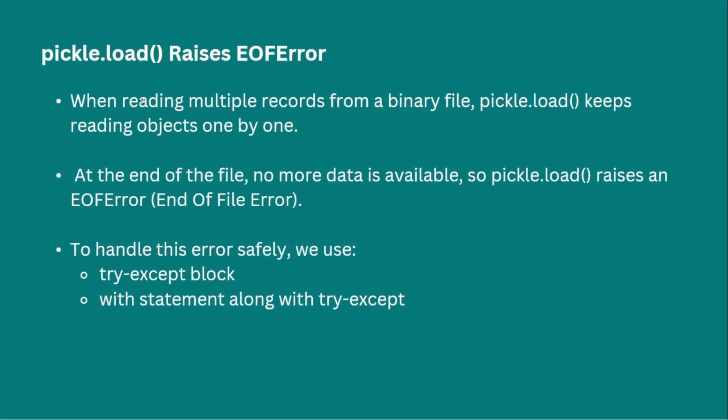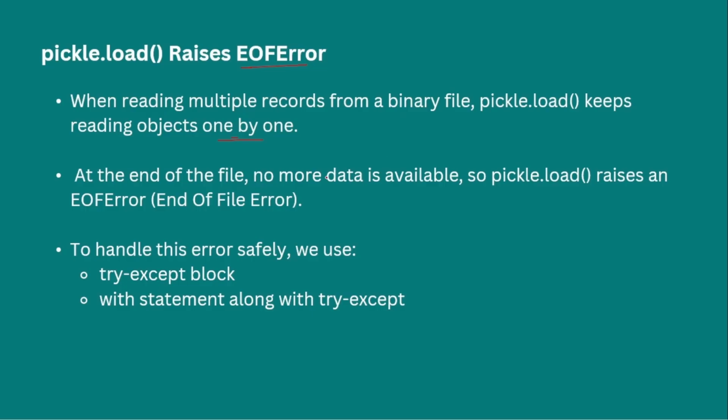Now pickle.load raises EOFError. When reading multiple records from a binary file, pickle.load keeps reading objects one by one. So whenever we are reading multiple records from a binary file, pickle.load will keep reading objects. We have already seen in our program that we keep pickle.load inside a while loop, where we said while True: pickle.load. So pickle.load will keep reading objects one by one.